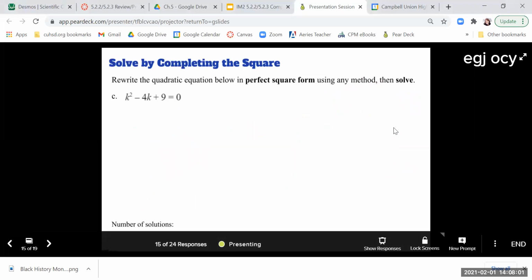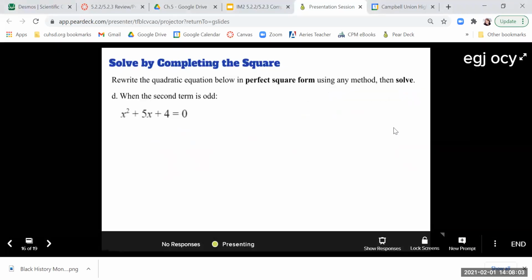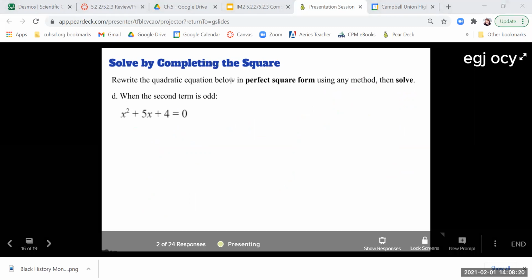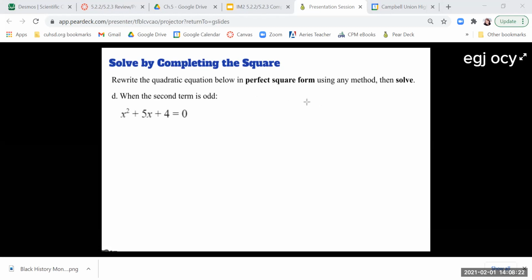All right. I have 2 more little things I want to show you. So in this one, there's a slightly different weird thing when the second term is odd. So you see how we have a 5 here? Things get a little weird because the numbers are decimals. So I want to show you how to deal with this. Okay, so I'm going to start with my area model.